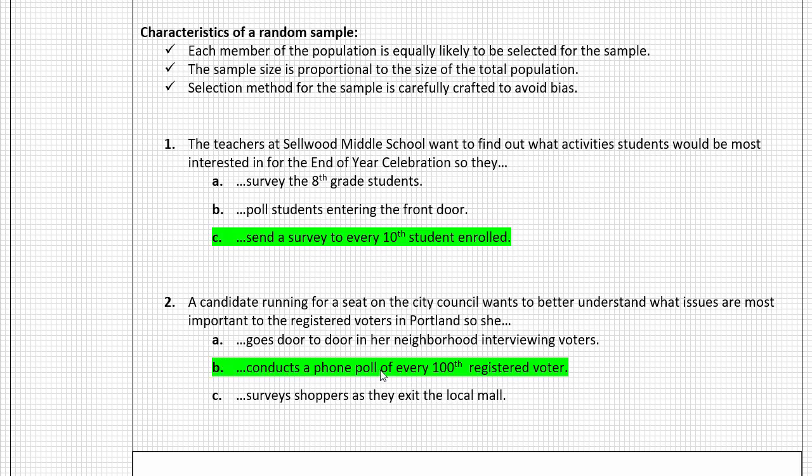But if she went down a list of all registered voters in the city of Portland and called every 100th of them, everybody has an equally likely chance of being on that list because they all are, and they are randomly being selected as being every 100th person. She doesn't know who is going to be the 100th person. That's what makes it random. Let's go ahead and take a look at a third example.